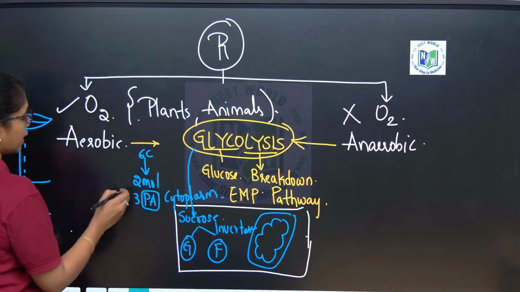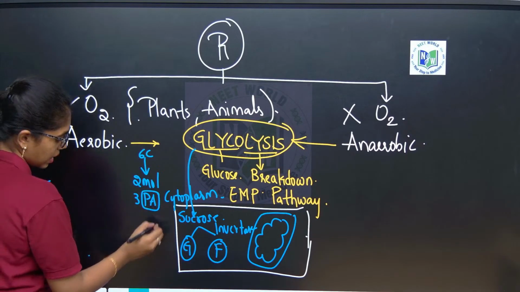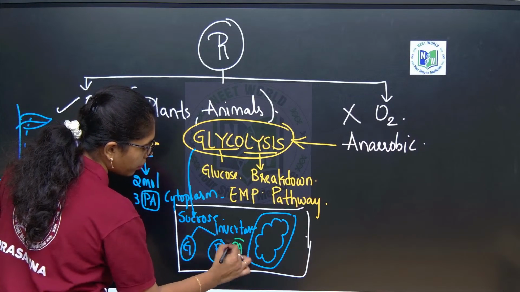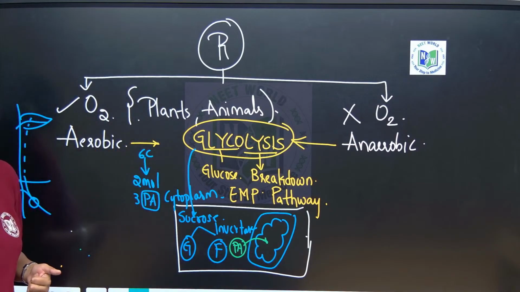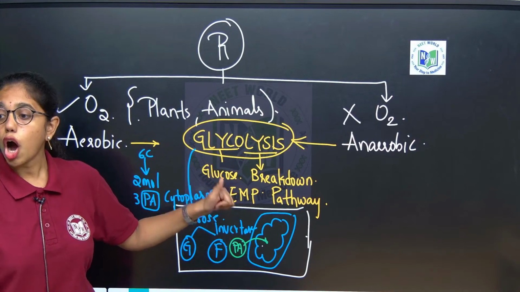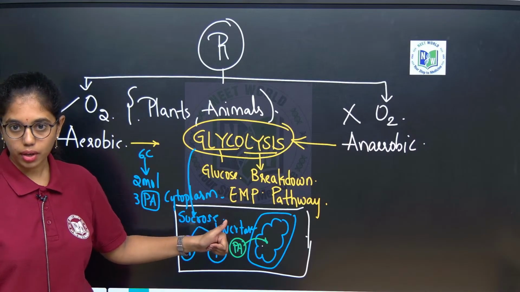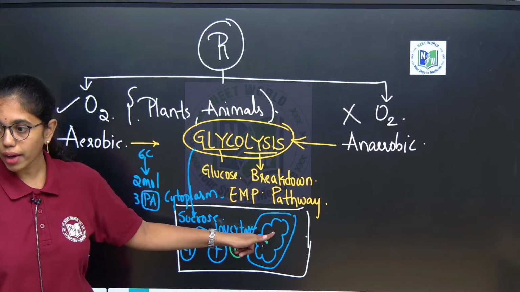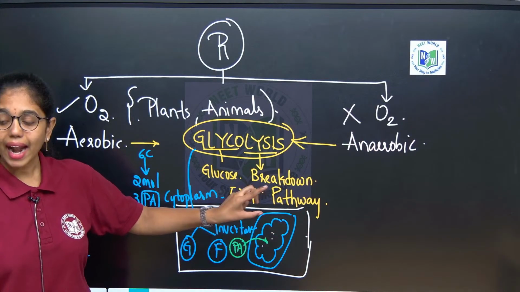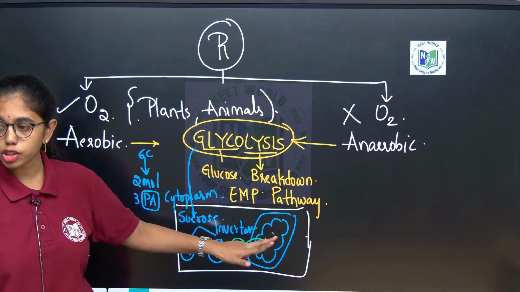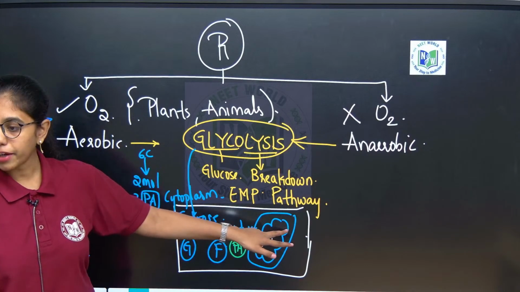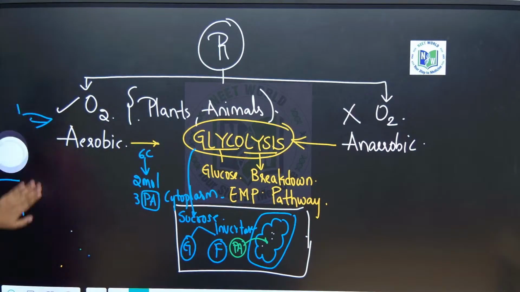This pyruvic acid, if it is conducting aerobic respiration, directly lands in the mitochondrial matrix. In the mitochondrial matrix, the very first step after glycolysis is oxidative decarboxylation. Second is the TCA cycle or Krebs cycle. These two occur inside the mitochondrial matrix. And the last step, the electron transport system or oxidative phosphorylation, happens in the inner mitochondrial membrane.